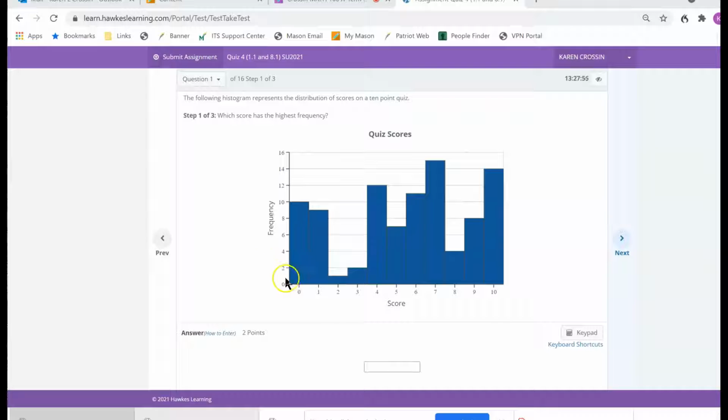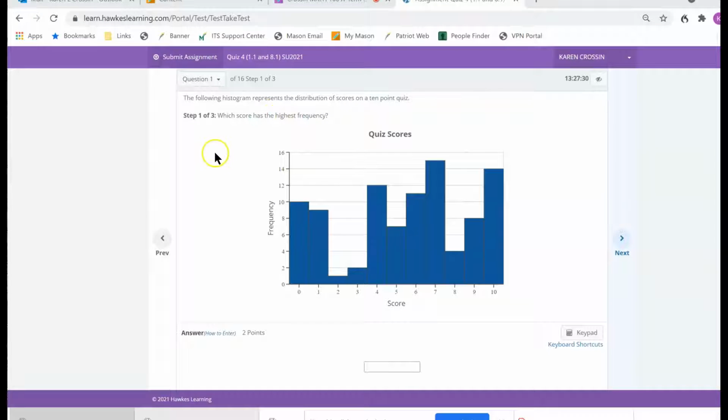So frequency is how frequently. So a score of 0, 10 people got a score of 0 either because they got nothing right or they didn't show up. Who knows? Probably they didn't show up. How many people got a score of 2? 1. Okay, so the frequency of a score of 2 is 1, which means one person got a 2 on this quiz.